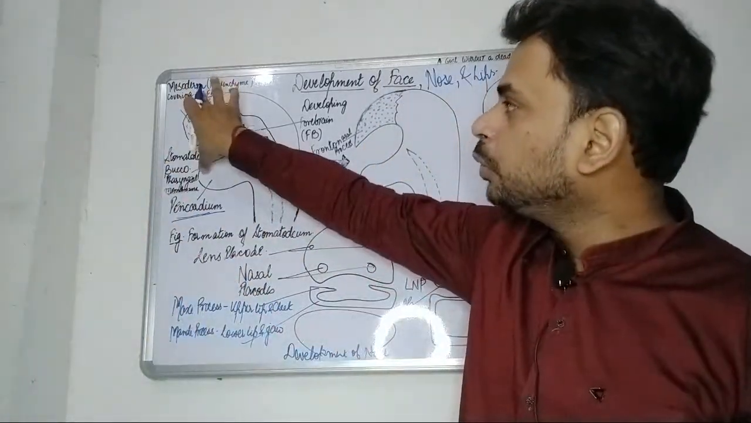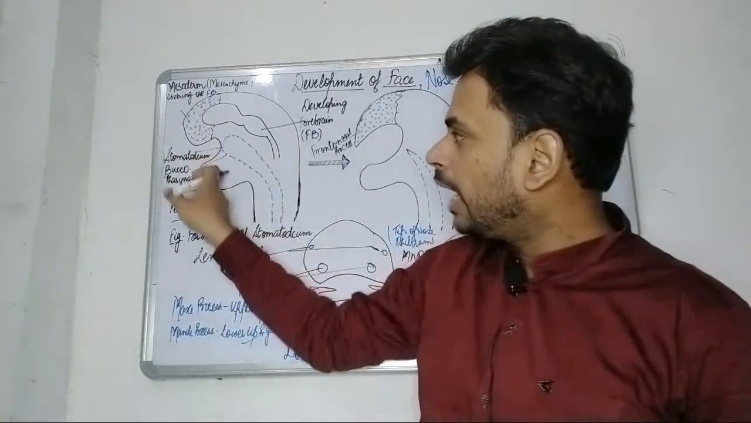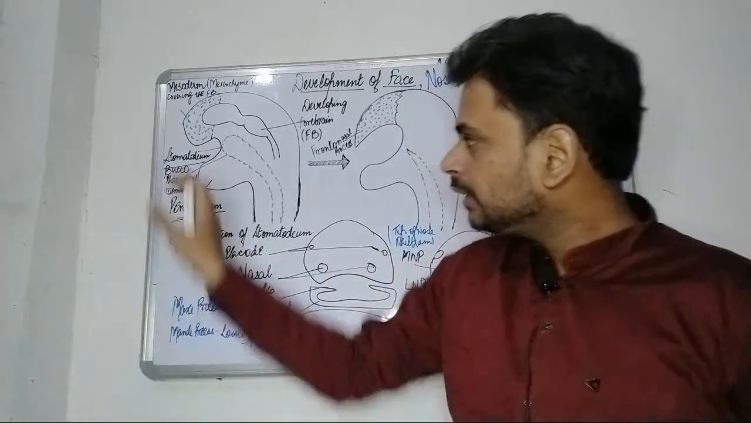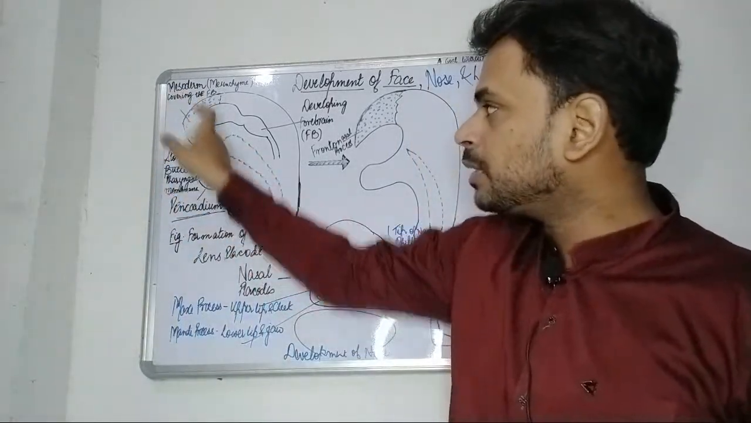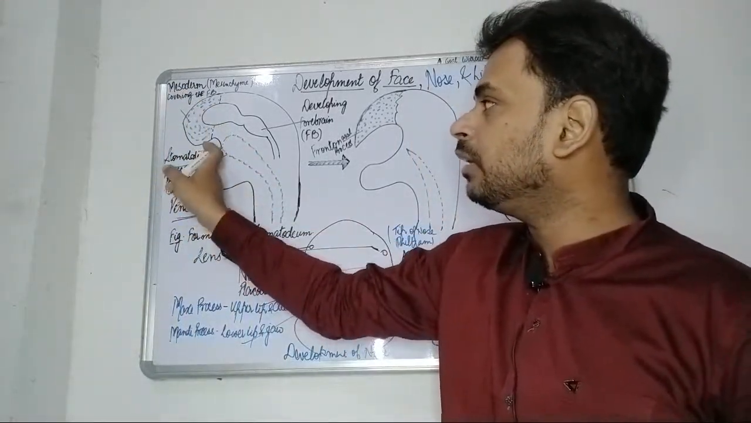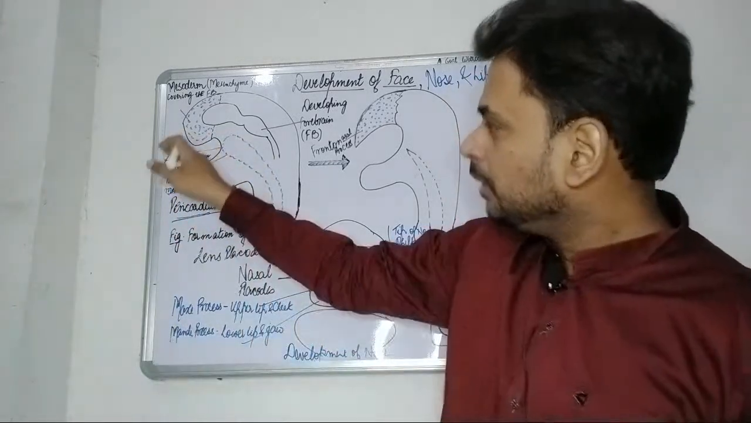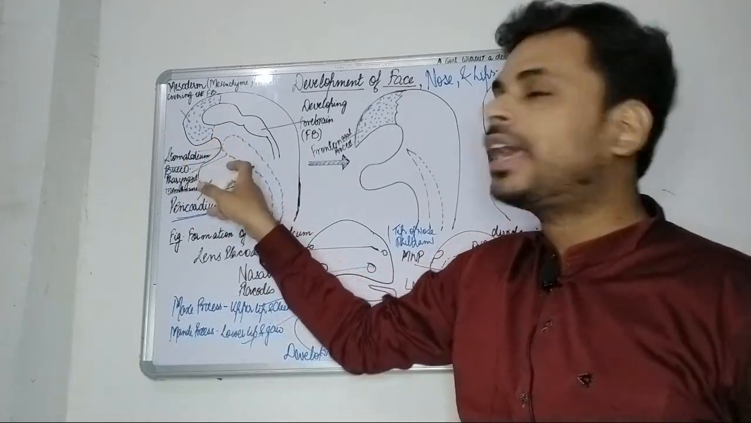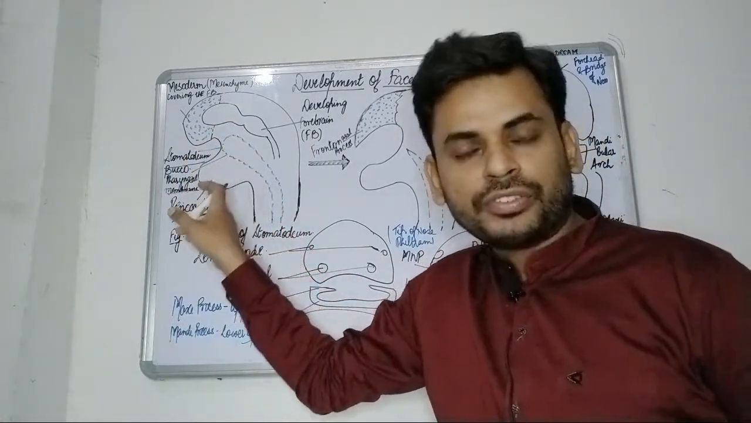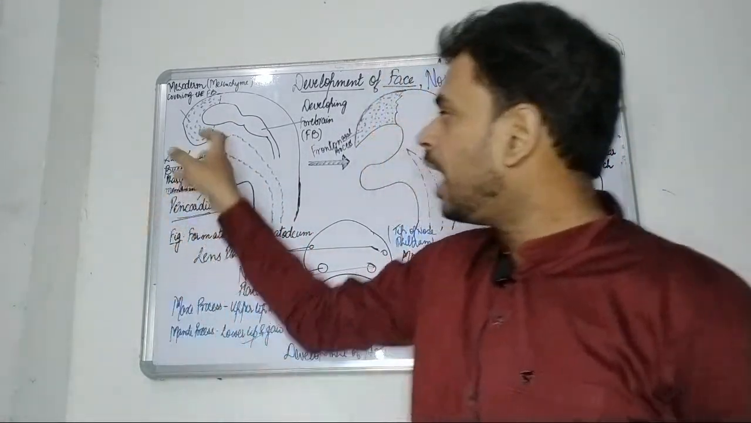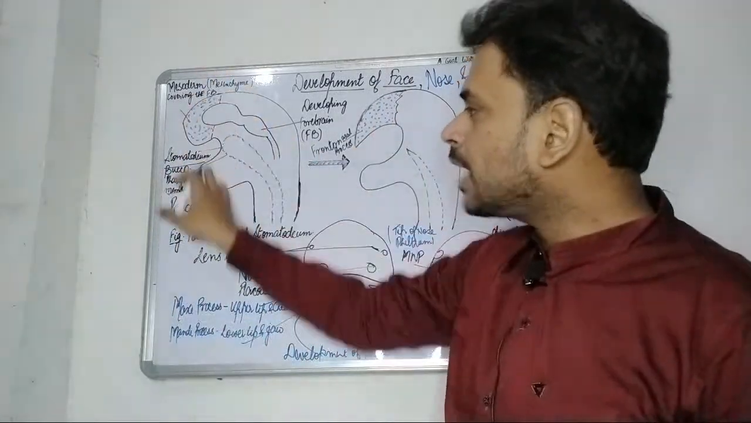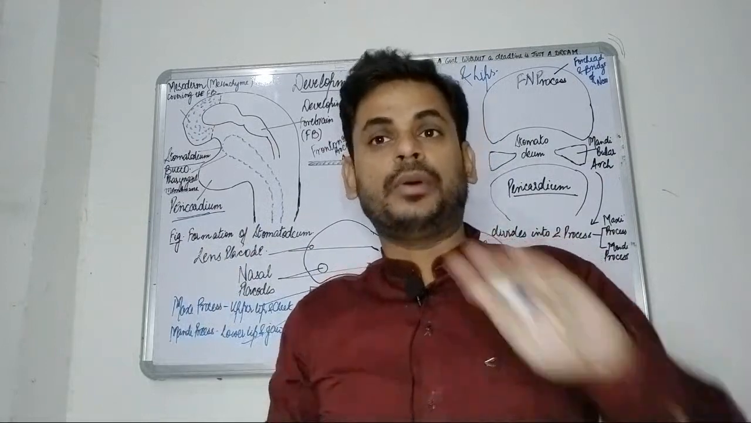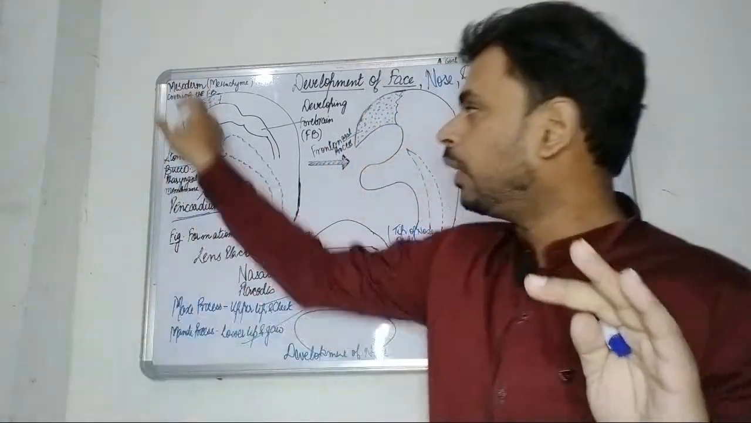These are the two prominent swellings, and they are separated in the middle by the stomodium. Just beneath the stomodium lies the buccopharyngeal membrane. So the buccopharyngeal membrane is present, and these are the two prominent swellings after the head fold has formed. All of this is occurring on the ventral aspect.